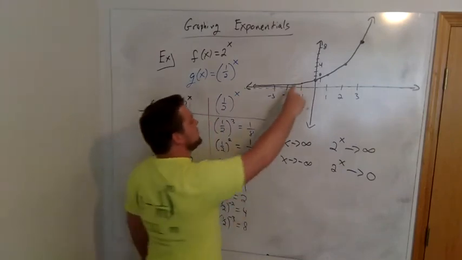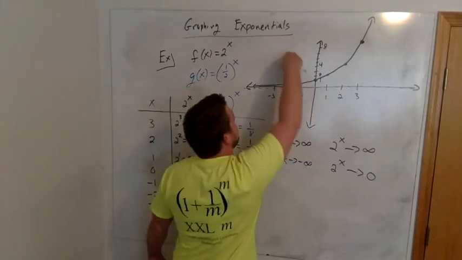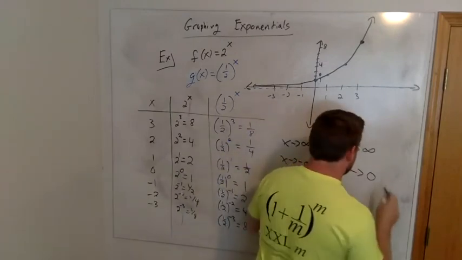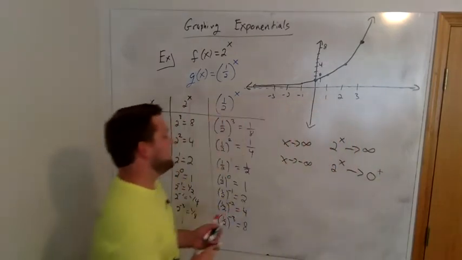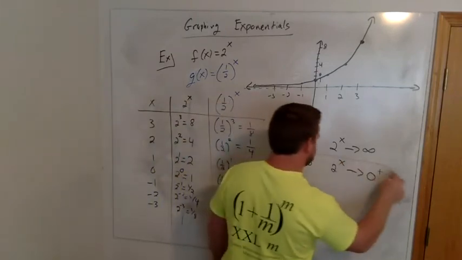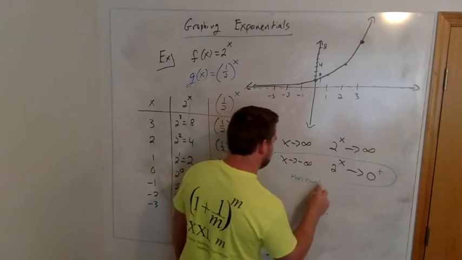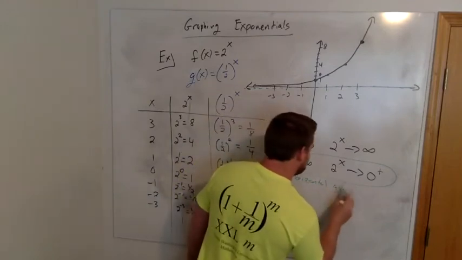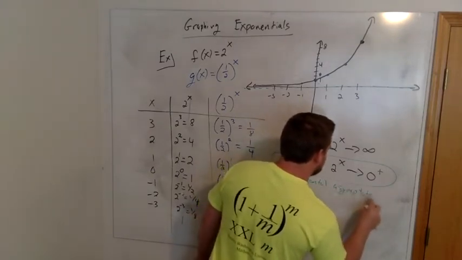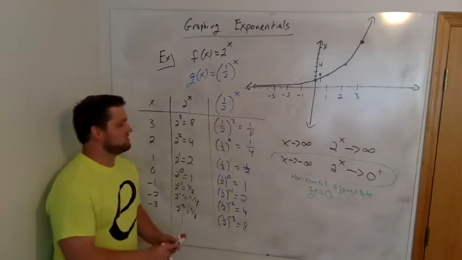Notice though it's getting arbitrarily close to 0 from a specific side of the x-axis. It's getting closer to 0 from the top, from the positive side. So we put a 0 and we put a little plus here. This is saying that there is a horizontal asymptote at the line y = 0.